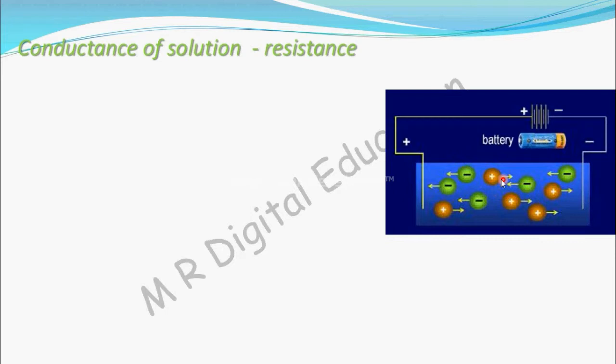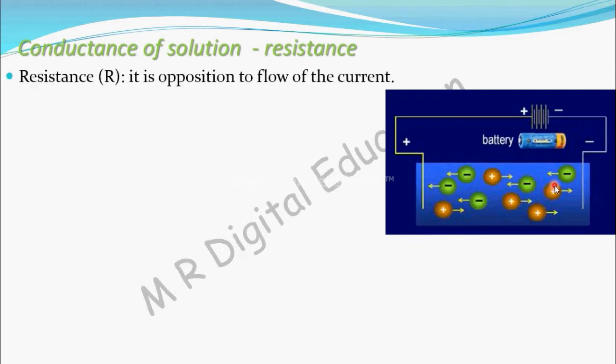See, a lot of ions will be migrating. The negative ions are migrating this side and the positive ions are migrating this side. So lots of ions will be migrating towards their opposite charge electrodes. So there will be collision between those ions, so there will be resistance to flow of current. Resistance is the opposition to flow of current.